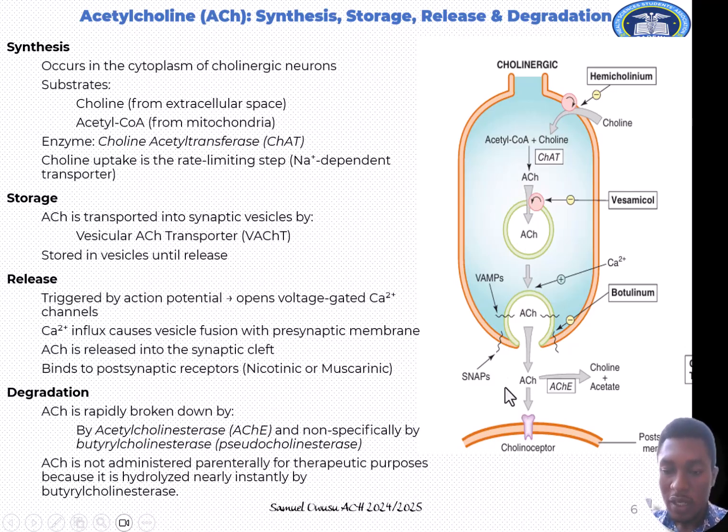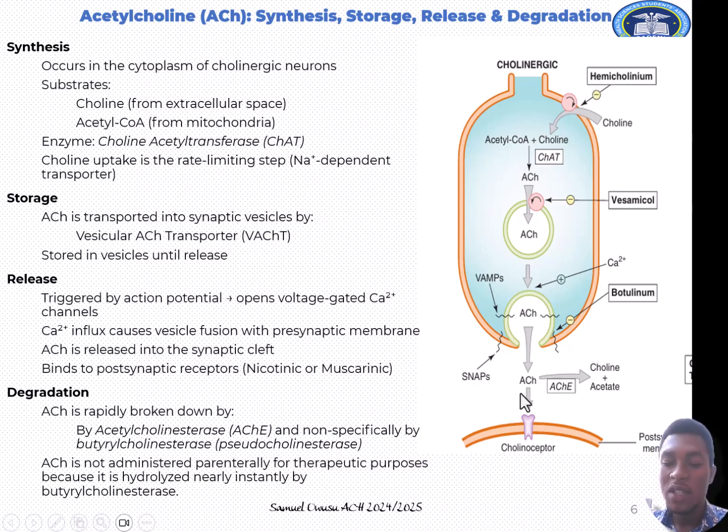Once acetylcholine binds to these receptors, it tends to trigger the actions that we described in the earlier presentation. Acetylcholine is not administered parenterally or IV for therapeutic purposes. Why? Because it is hydrolyzed by specific enzymes called beta-cholinesterase. It is the same as the acetylcholinesterase, just that this beta-cholinesterase is found in the plasma. So once we give it into the blood, it is immediately broken down. Let's move on.